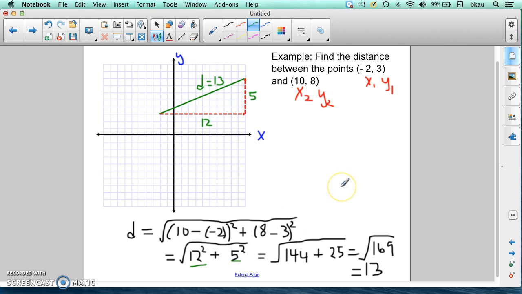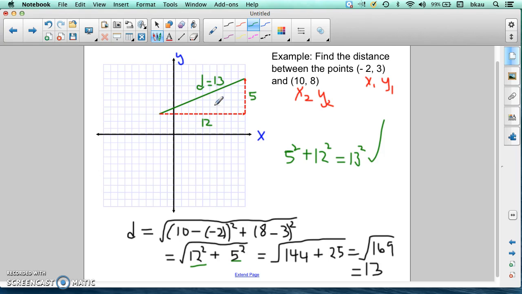Those are the distances. And we would be able to use our Pythagorean theorem to verify that we got the right answer, because 5 squared plus 12 squared, a squared plus b squared, does equal 13 squared. So we can verify our formula using the Pythagorean theorem and make sure that we have that done correctly.